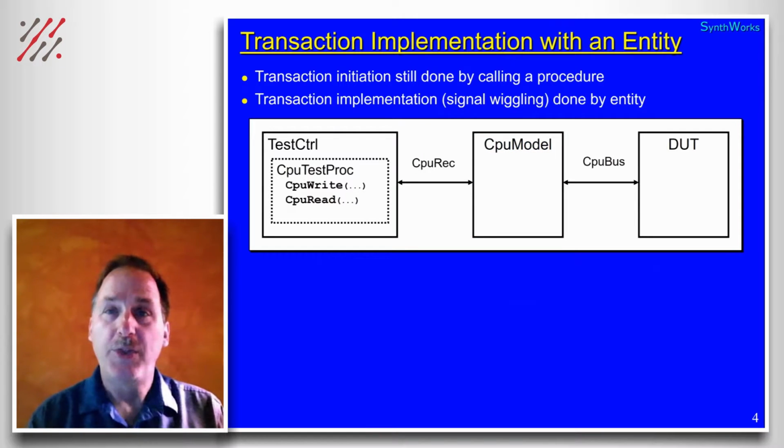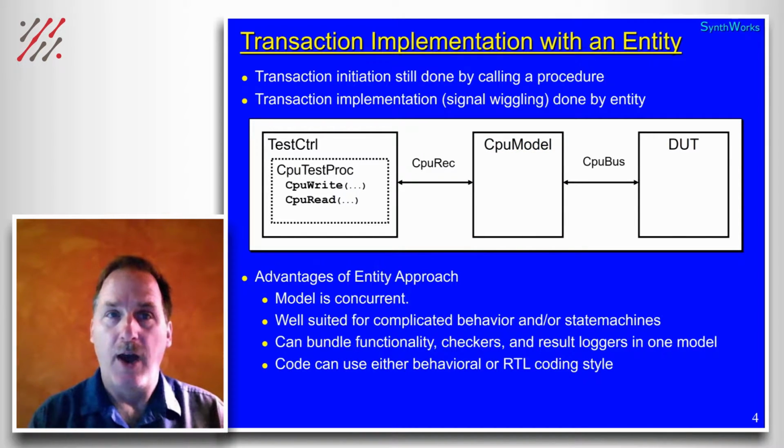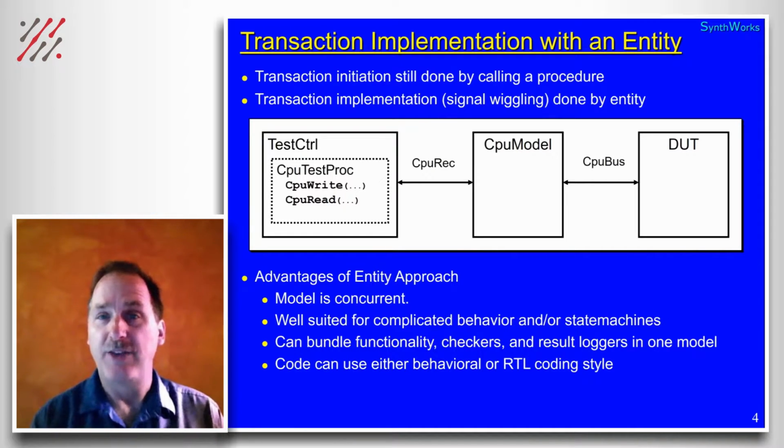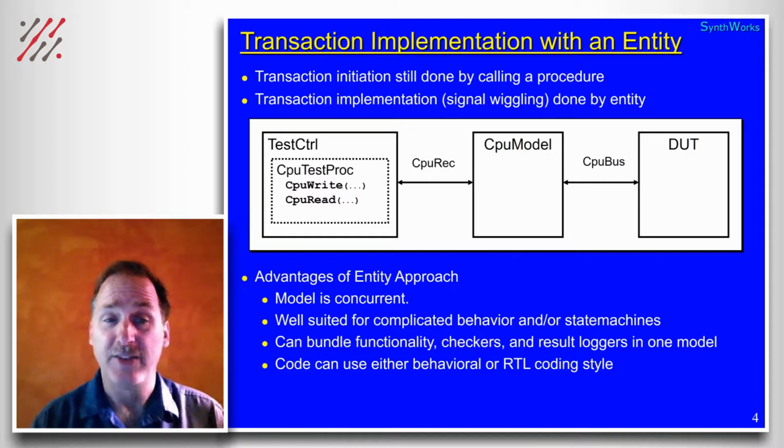Okay, so with the entity-based approach, the transaction initiation is still done by procedure call. But the actual implementation, the signal wiggling, is done by an entity. There are some distinct advantages of this over a simple subprogram approach.